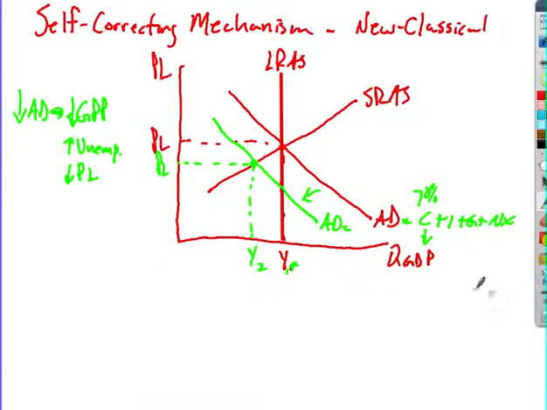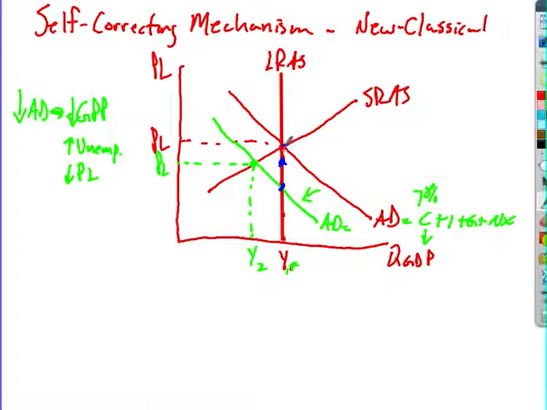I should write in cursive, that way it would all be just one undo. So, all right, what we want to look at is what's going to cause us to get back to somewhere on this line, somewhere on the long run aggregate supply curve, because that's the argument that if left to its own devices, the economy will come back and fix itself.